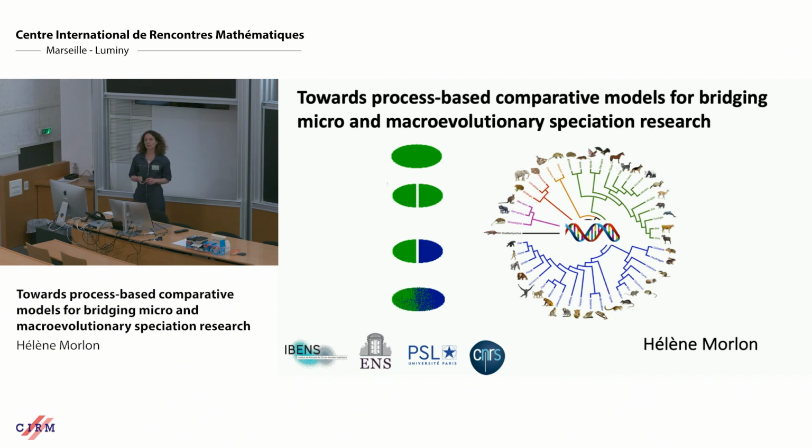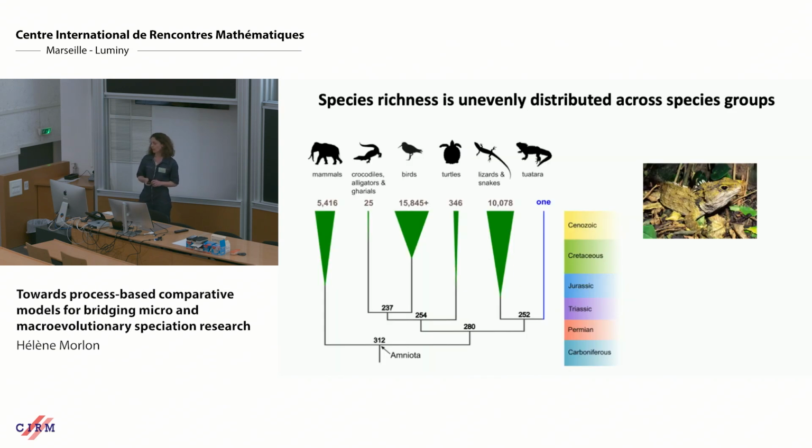Today I'm going to talk about the development of process-based comparative models for bridging micro and macroevolutionary speciation research, and I will explain later what I mean by that. But the whole purpose of this research program is to understand why we see the heterogeneous distribution of species richness that we see across the planet Earth or across different groups of organisms.